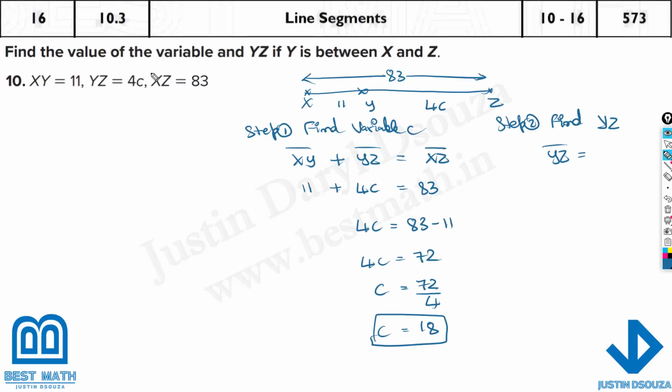YZ is given in the question to be 4 times c, and that is equal to 4 times 18, isn't it? This bar suggests it's a line segment. Now when we substitute the value, we do not need to write this right now. If we are using the congruence symbol, then we generally write it, but you can just put it over here. Here it's not required because I've substituted what YZ exactly is. It's up to you. Now 4 times 18 is 72. Why? Because we just divided 72 by 4 and got 18, isn't it? So it's 72. That's the answer.